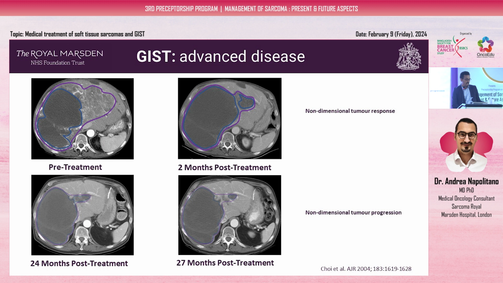And if we look at 24 months post-treatment, we can see here, can you see? Yeah, there is a very tiny solid nodule which is growing in the cystic area. And 3 months after, the solid area has actually grown. But again, if you consider only RECIST, these two scans are stable. But if you consider the non-dimensional component, so the density, you can clearly see that there is a solid component that is growing within a cystic lesion. And this is considered progression.